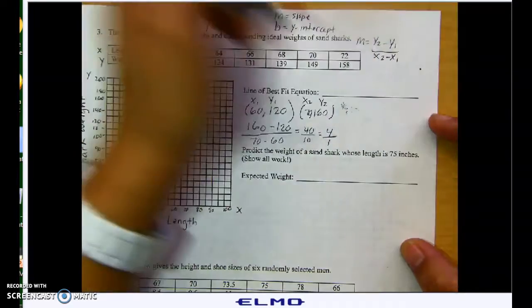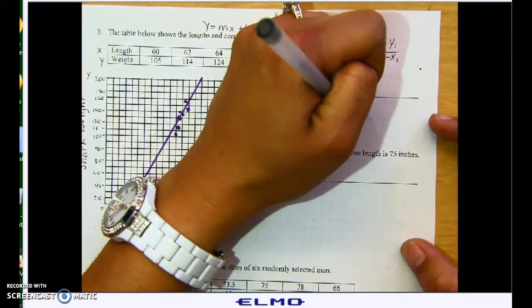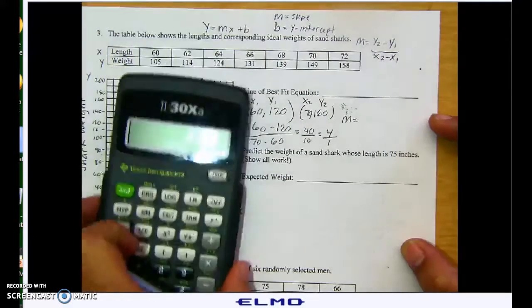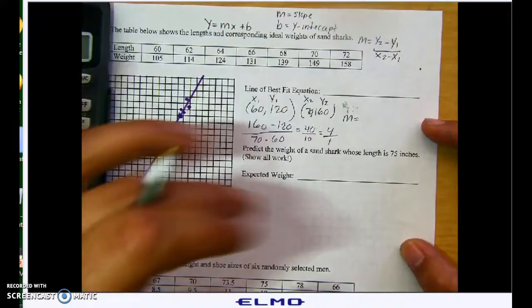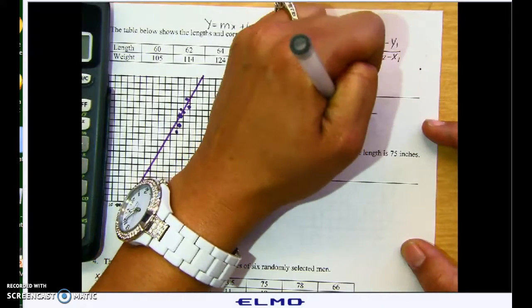But like we did in class, we want to convert it to decimal. So I'm going to take my calculator and clear it, and I'm going to put the numerator divided by the denominator. The numerator is 4 divided by 1. I'm going to get 4. My slope is 4.